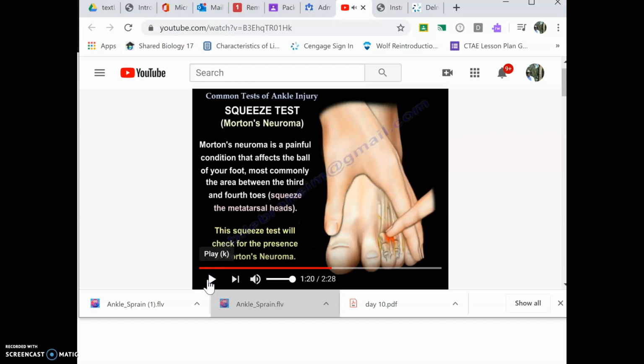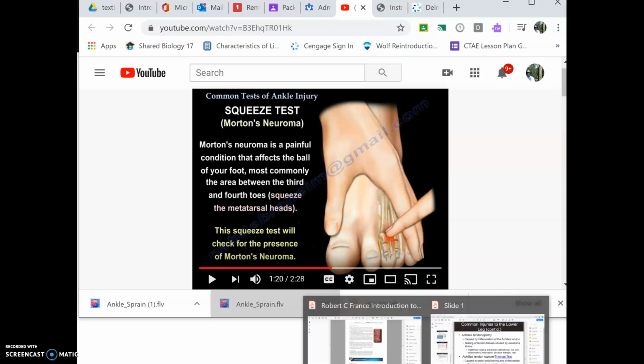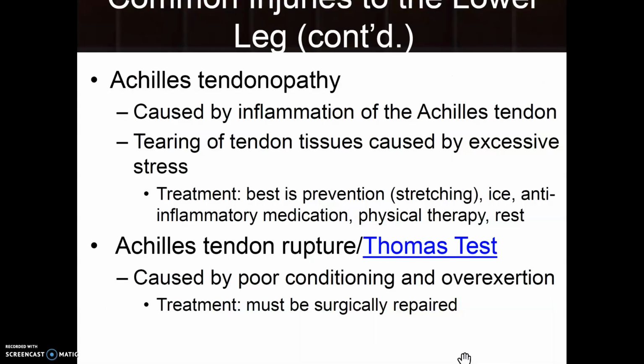So that squeeze test for Morton's neuroma is compressing the bones of the foot to actually put some pressure on the nerves, the distal ends of the sensory nerves in the foot, and a positive finding is increased pain for Morton's neuroma.